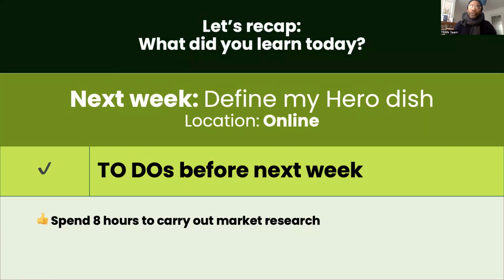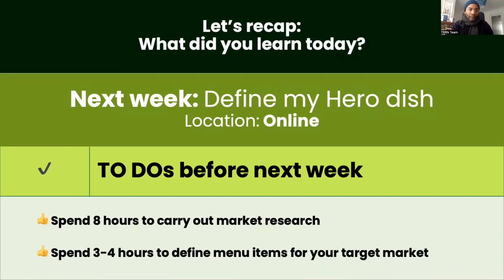So hopefully in this workshop you understood that the first step to starting your food business is a little bit of research about the market, about customers, and about competitors. It's important because it will set you up for success and it will really guide where you're going next, and help you refine your product. So spend a few hours if you can this week. That would be fantastic. Then spend an hour with your coach, or at least 45 minutes. And then try to spend a few hours defining menu items for your target market as well.